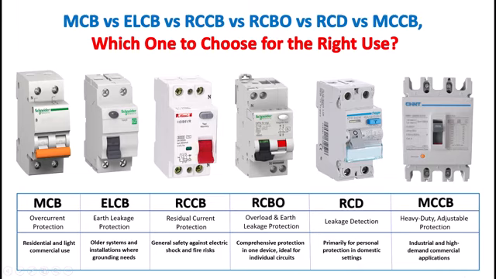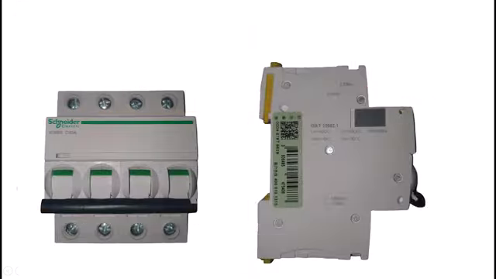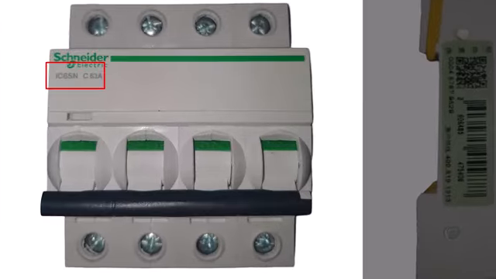Let's get started. Before we move on to breaker selection and specifications, let's clear up two essential concepts: breaker protection rating and short circuit rating. I'm presenting the Schneider Electric 63A 4-pole MCB from the iC65N series as an example. The purpose is to make you understand the importance of electrical terms for choosing the right breaker.